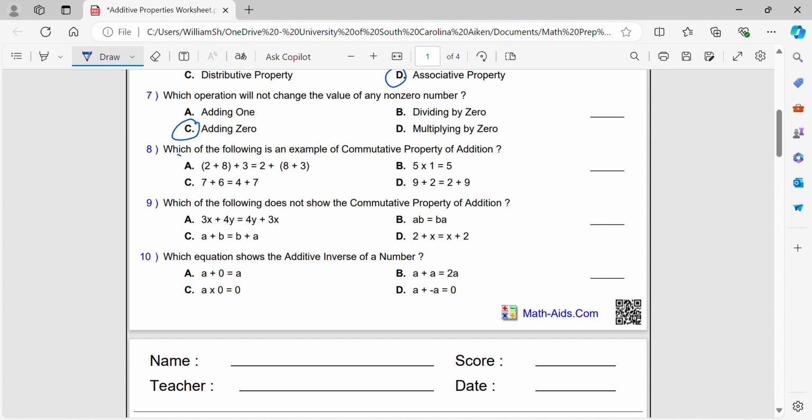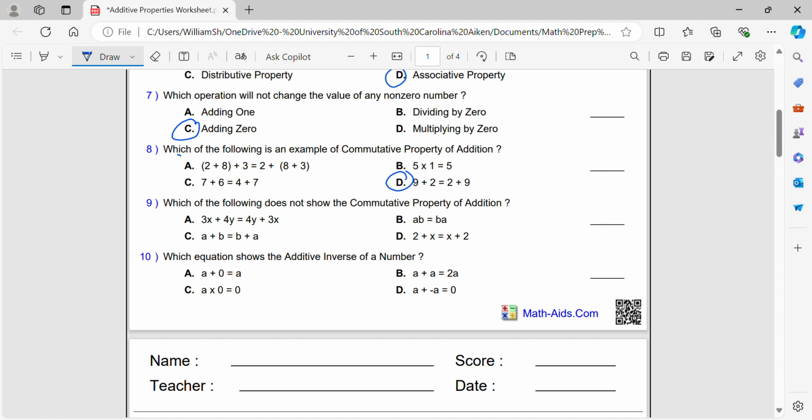If I look at part C, it says 7 plus 6 equals 4 plus 7. That's not even a true statement. But if I look at D, D says 9 plus 2 equals 2 plus 9. That is your commutative property of addition. We're getting good at identifying these now, right? Got to make sure you can do what they say you can do and know what you're doing.